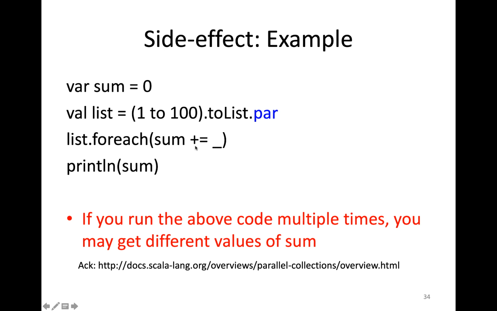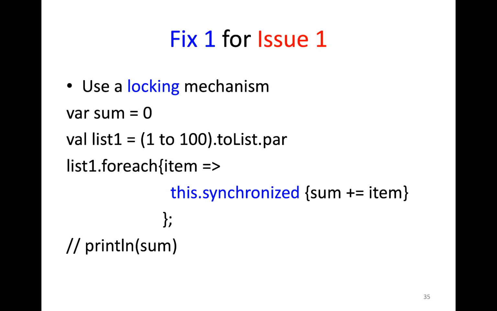Now if those two things happen at the same time, what does it mean? That means the increment effect of sum for both those things will not be reflected, right? One write operation will nullify the other write operation, as an example, and that can be the source of error. I hope that makes sense. Now what are the fixes to address this issue?